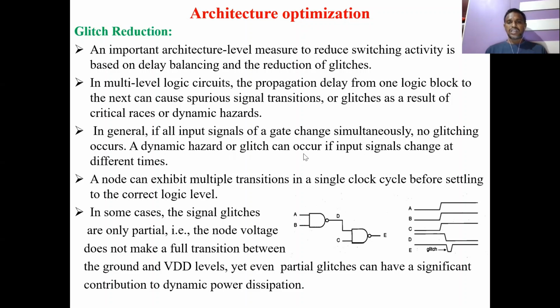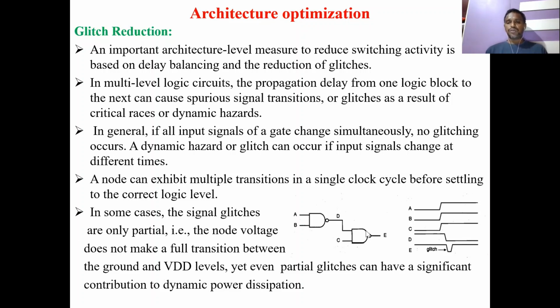A dynamic hazard or glitch can occur if the input signals change at different times. Here A, B and C are applied at the same time, but D will be delayed, so there will be a delay in that input. Due to that, the glitches will be obtained. A node can exhibit multiple transitions in a single clock cycle before settling to the correct logic level. In some cases the signal glitches are only partial, that is, the node voltage does not make a full transition between the ground and VDD levels. Even partial glitches can have a significant contribution to the dynamic power consumption.